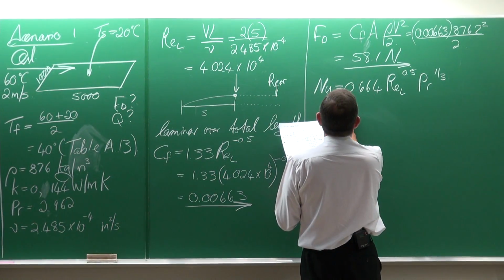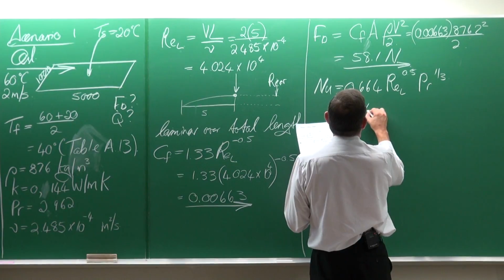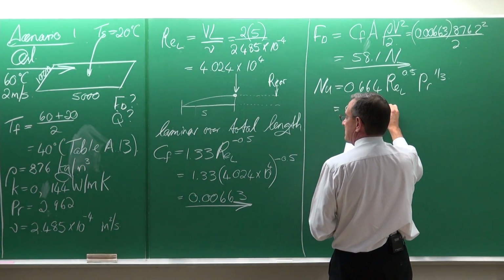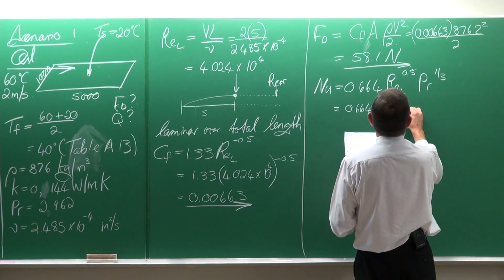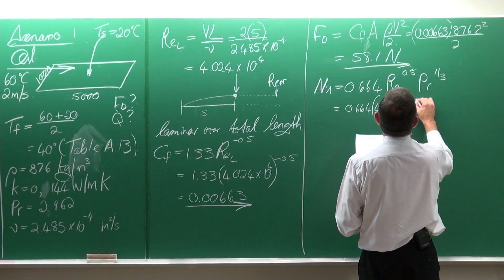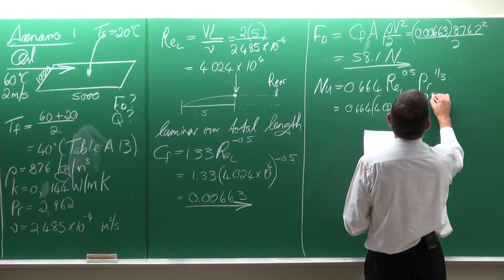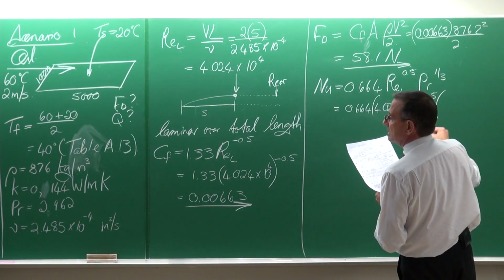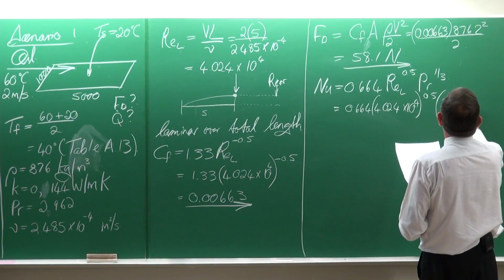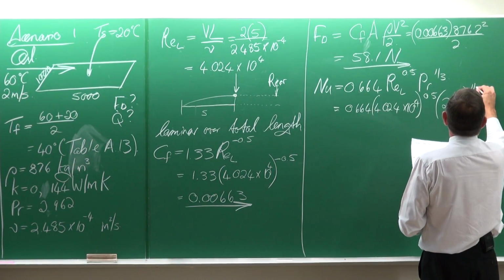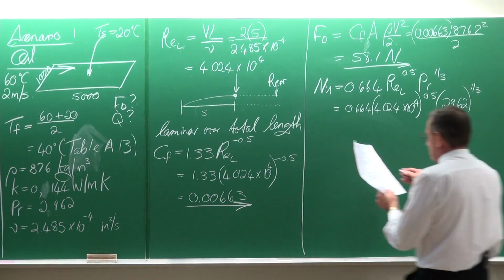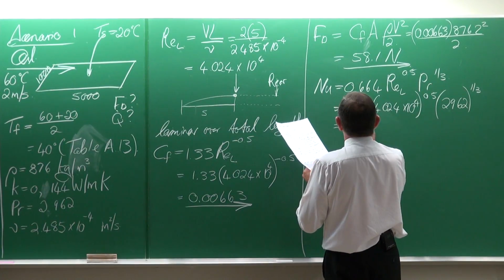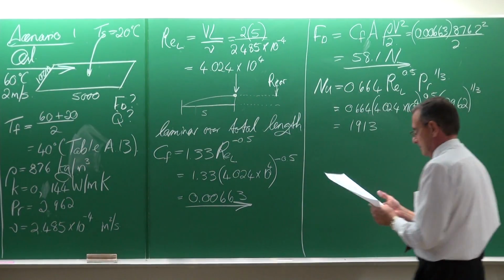So it is equal to 0.664 multiplied by the Reynolds number, 4.024 multiplied by 10 to the 4, to the 0.5. The Prandtl number is 2962 to the third. And take note, it is not 2.962, it is 2962. And the result is a Nusselt number of 1913.